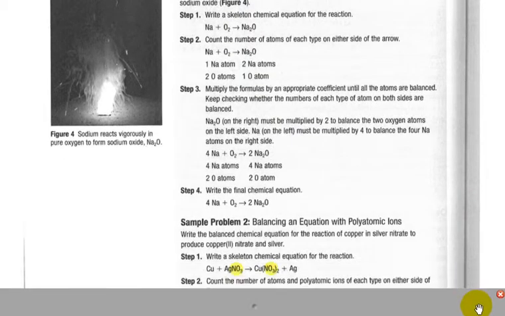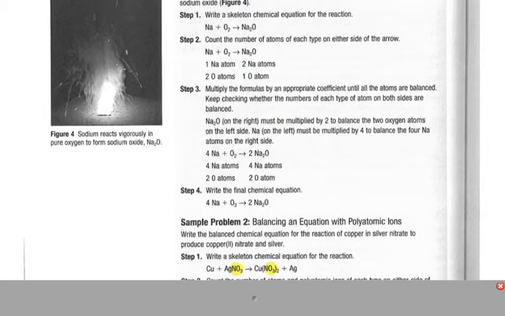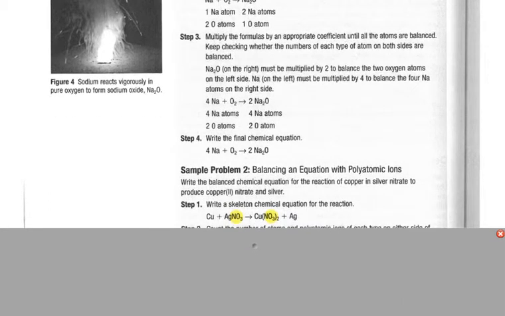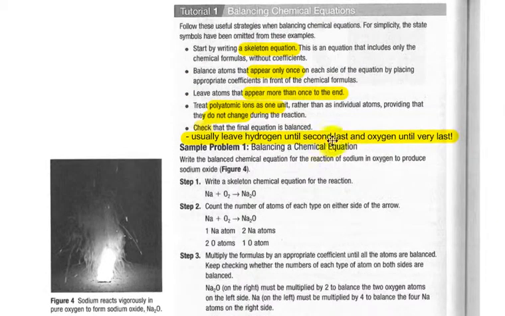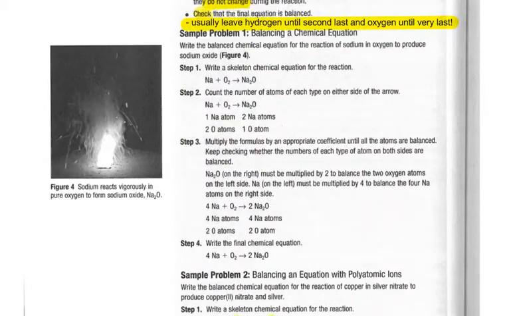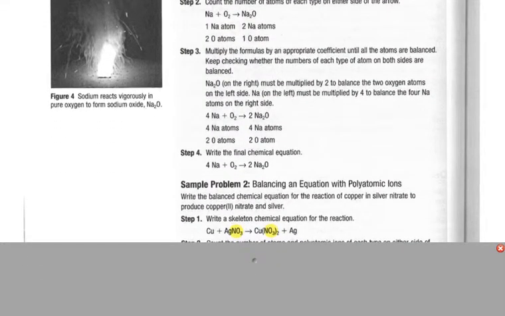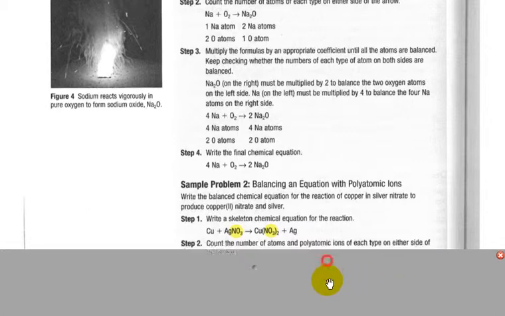I think there's another example here. Yes, copper and silver nitrate forming copper(II) nitrate and silver. You can see that the NO3, which I highlighted here, stays together as a polyatomic group. So that's what I was mentioning here. Treat polyatomic ions as 1 unit if you can. If that had got split up though, you wouldn't be able to do that.